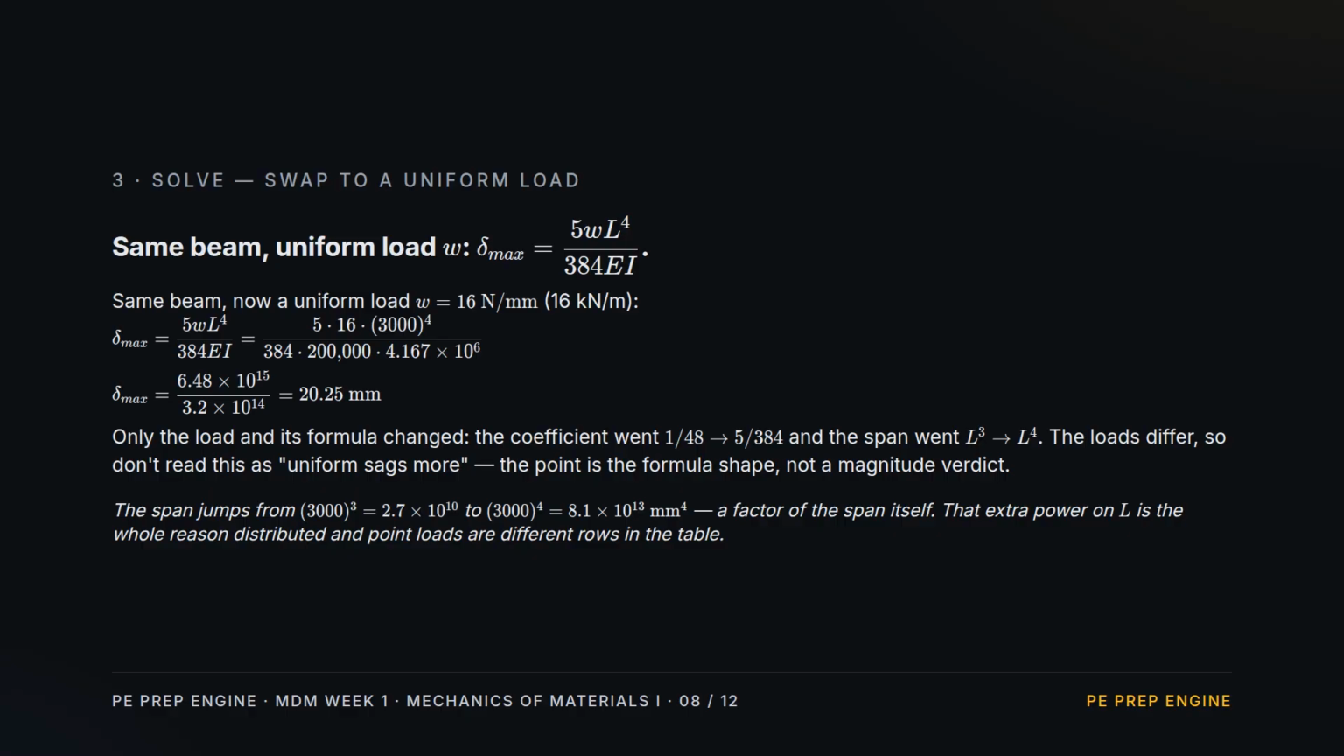Solve. Part 2. Swap the point load for a uniform load on the very same beam. Now it's 5WL to the 4th over 384 EI. The support and the section are unchanged, only the load and its formula move, the coefficient, and crucially the span exponent, which climbs from cubed to 4th power. The deflection comes out to about 20.25 millimeters. And a caution, the loads here aren't equal, so this isn't a fair magnitude contest. The lesson is which term in the formula changed, not which load sags more.